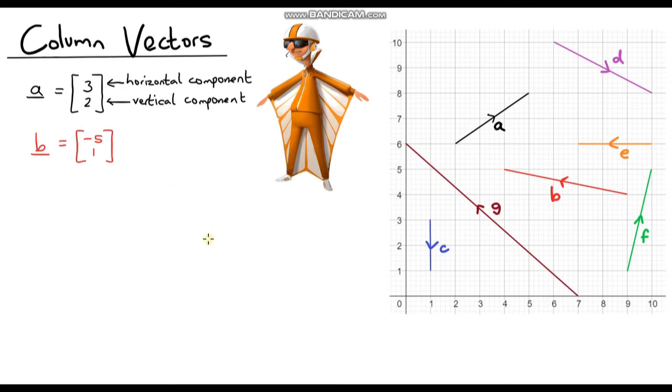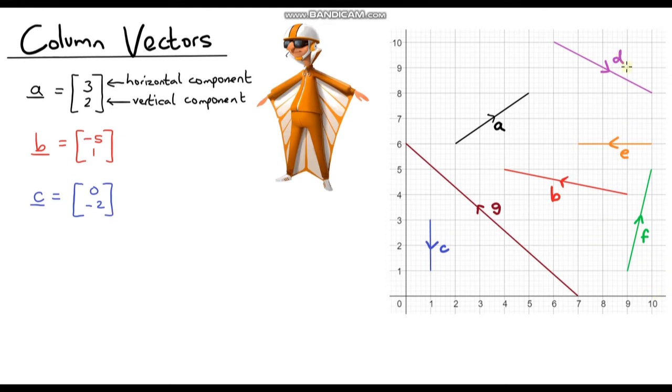Okay, let's go through this together now. So let's start with C. So we're writing out C as a column vector. Remember, along the corridor up the stairs. So we're not going along left or right. So our horizontal component will just be 0. Our vertical component, we're going down 2 spaces. So that will be -2. So this would be our answer.